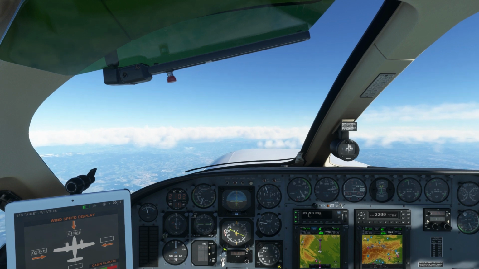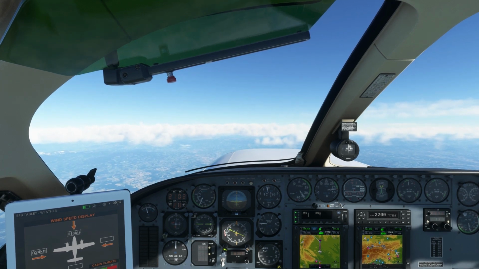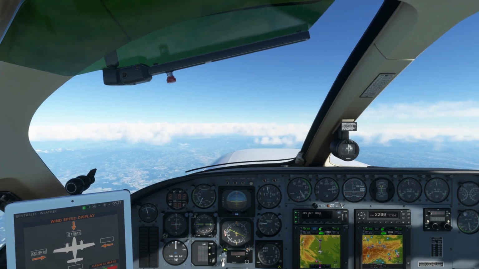So let's see the aerodrome chart. So we've got 26 and 08. No, it didn't change. Good.